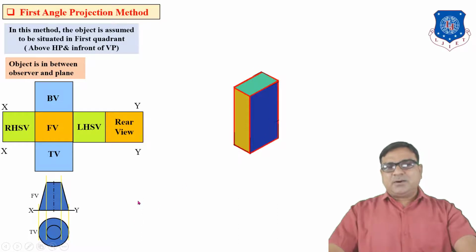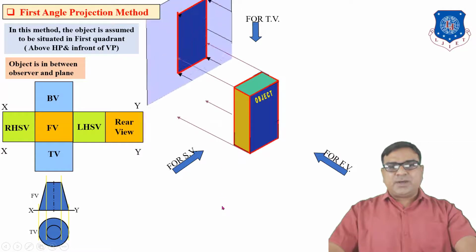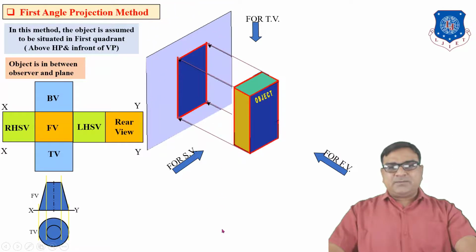Now let us see how the views are obtained. This is one object. It is like a rectangular prism. This is a position for the observer. When the observer is here, he observes the front view, and there are top view and side positions for the observer. Now when the observer looks at the object and takes the projection from the contour of the object to the vertical plane, the view on VP is like this. This is known as front view.